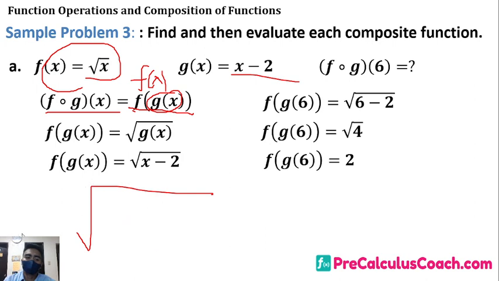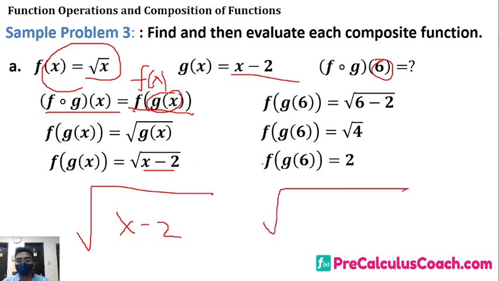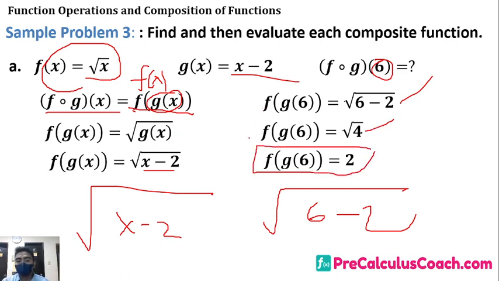So therefore, let's substitute the value of g of 2, and that is x minus 2, correct? Alright. So in that case, that would be the final one. But we know that the value of x is 6. So therefore, x will be replaced or substituted by 6. 6 minus 2 here, and we know that it's 4. And the square root of 4 is simply 2. Okay po? Clear. Alright. Next one.